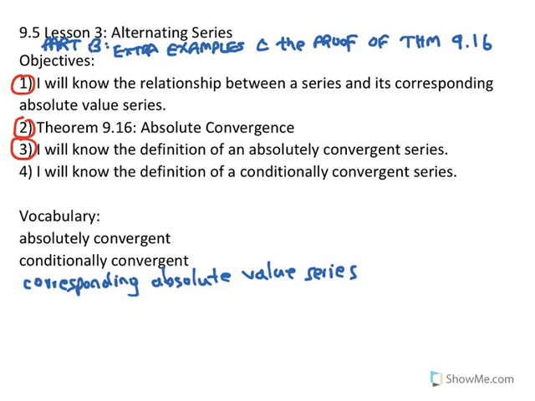And then we looked at a different example to look at the definition of a conditionally convergent series. So now we'll look at some extra examples for absolutely convergent series and conditionally convergent series. And we will also take a look at the proof of Theorem 9.16 at the end.